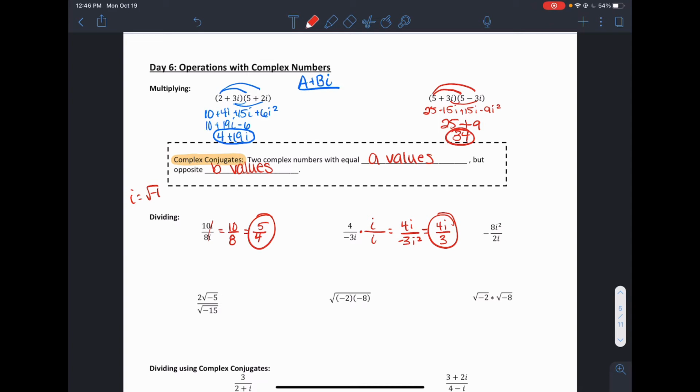Here it depends on the order you do things in. I would start by simplifying this out, right? You can get rid of the i on top and bottom, and now you have -8 over 2i. So this is just -4i.